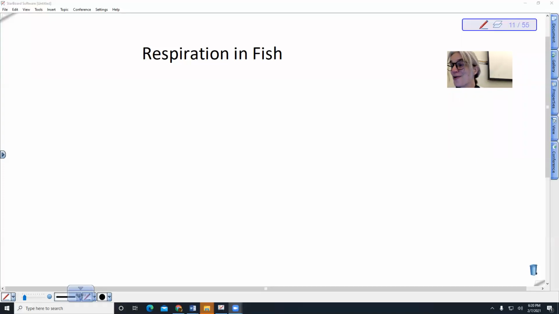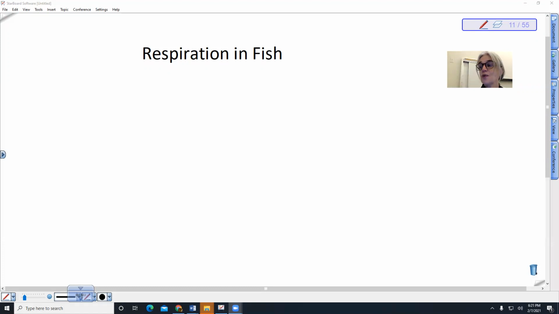Okay, so let's talk about respiration in fish. They have gills, and it's in their pharynx. Water actually needs to come in through the mouth. They need to close their mouth and then they need the water to run over their gills and out.